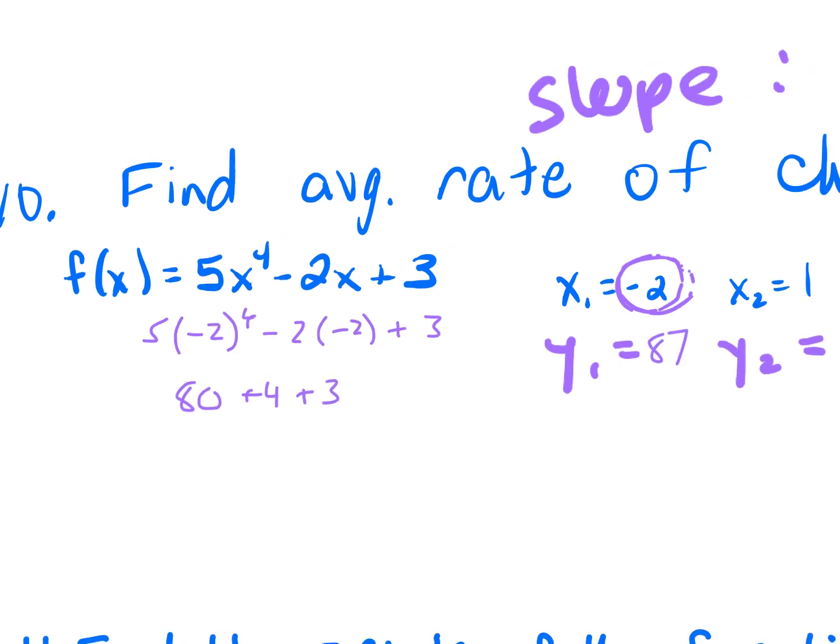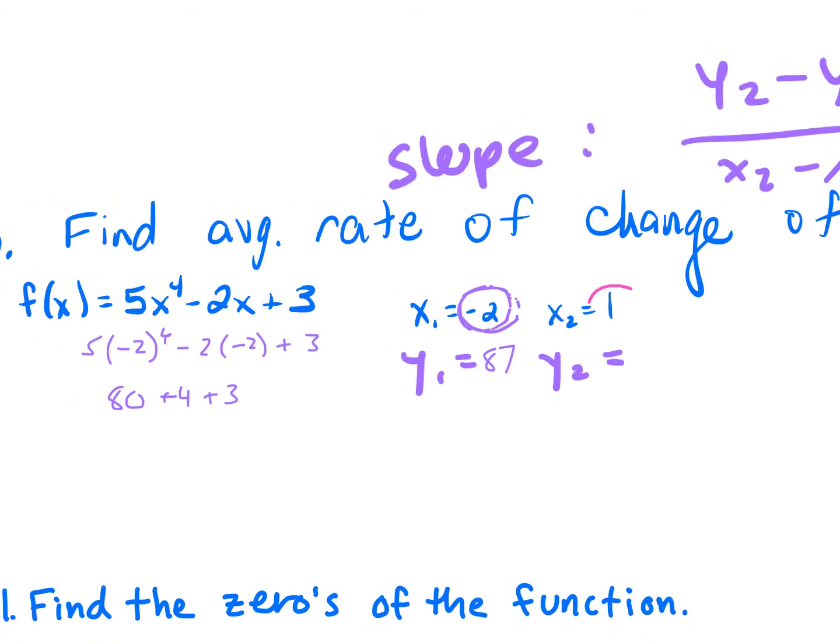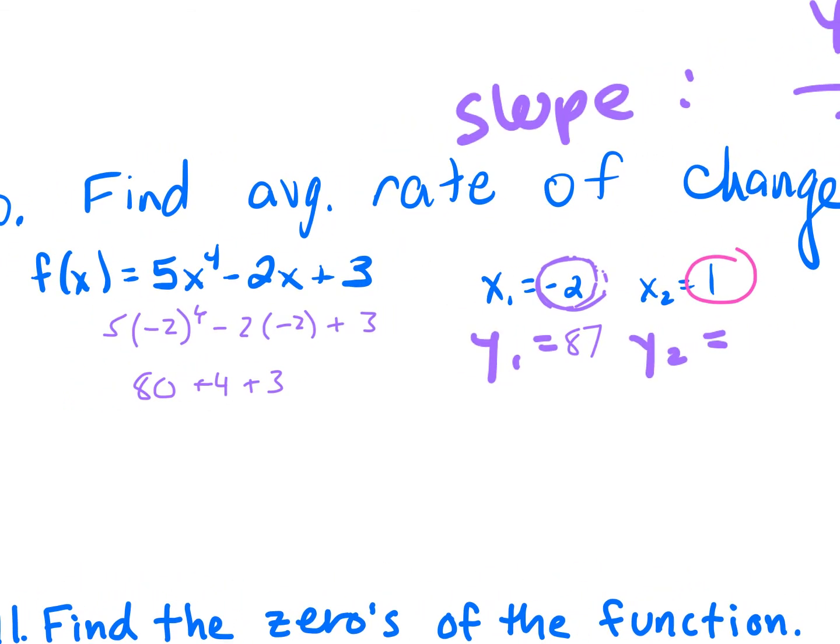Next, I want to find y2. When x is 1, I'm going to plug that in now. So 5 times 1 to the 4th power minus 2 times 1 plus 3. Yes, you have to plug in both because you have to find your y1 and your y2. The answer is 5 minus 2 plus 3, so that would be 6.